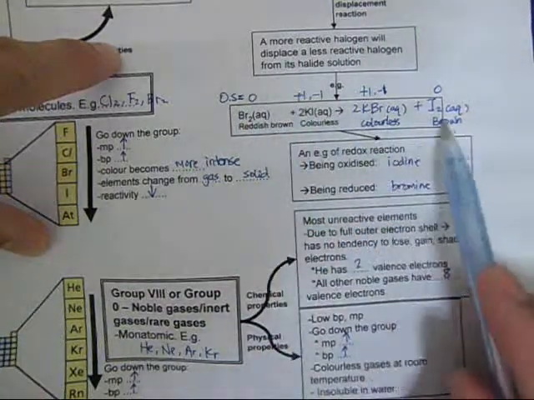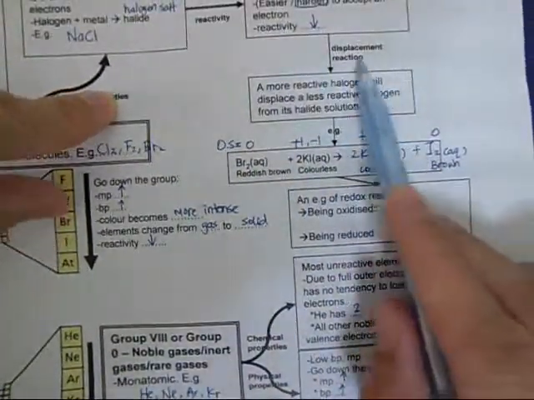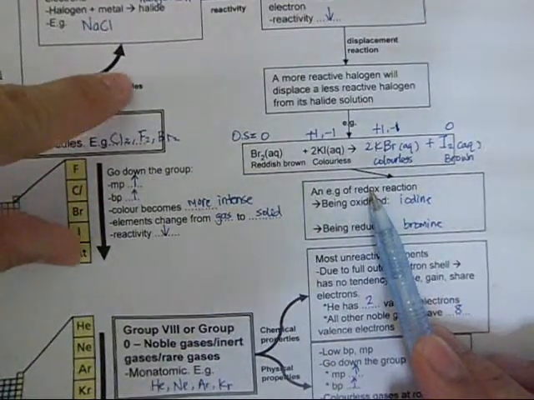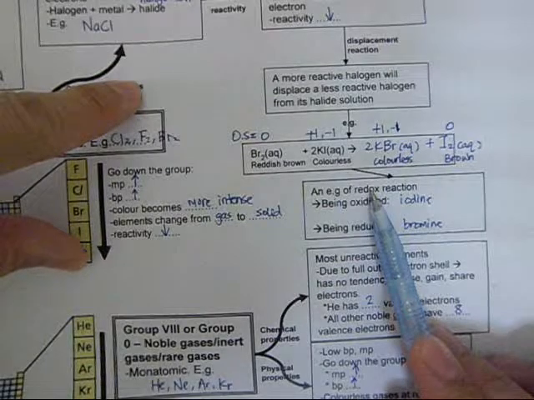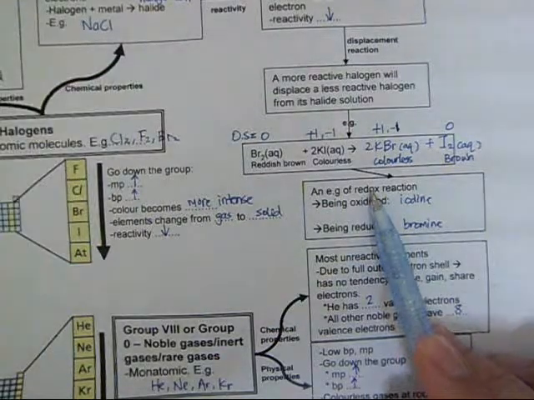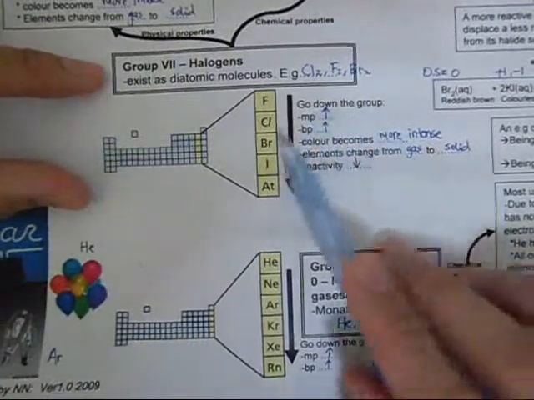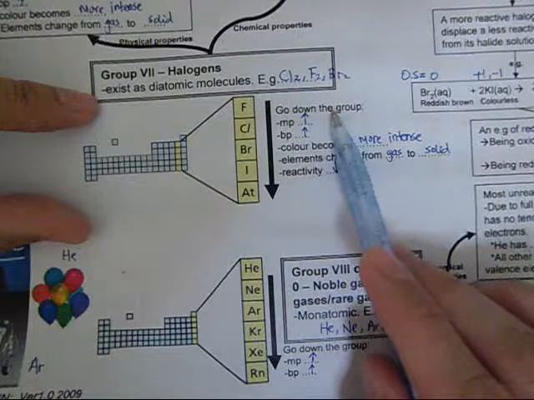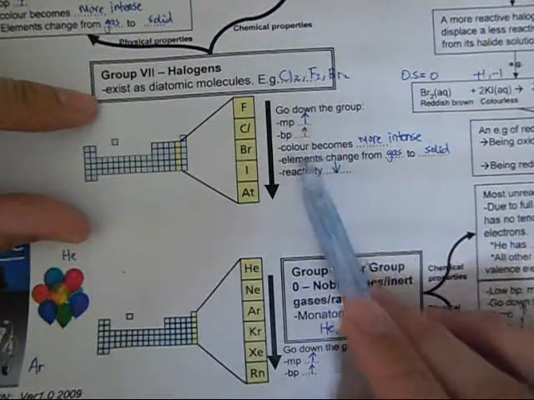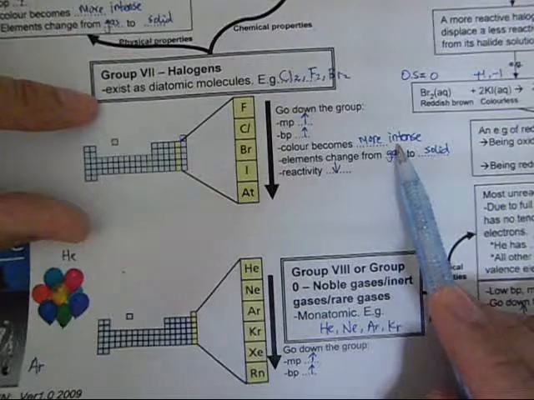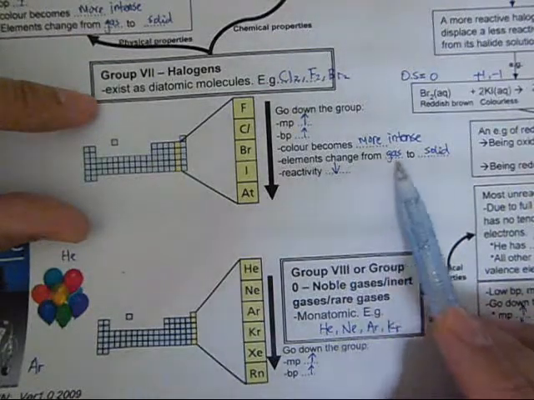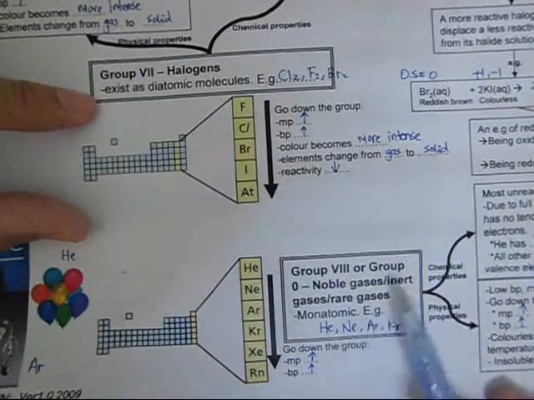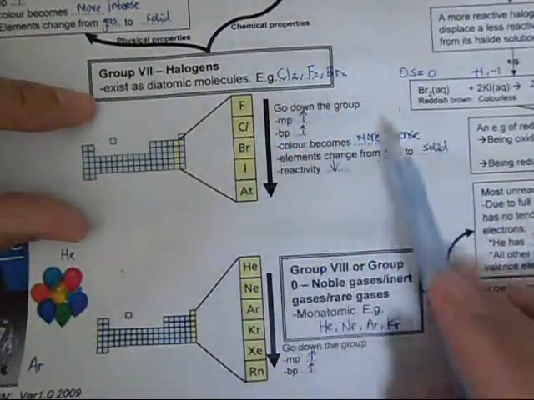So displacement reaction is an example of redox reaction. Both oxidation and reduction take place together in the same chemical reaction. So in summary, this is the trend in halogens. As you go down the group, melting point increases, boiling point increases, color becomes more intense or darker, and elements change from gas to solid. You need to know which one is gas, which one is solid, which one is liquid, and the reactivity decreases. So this is the trend of halogens in general.